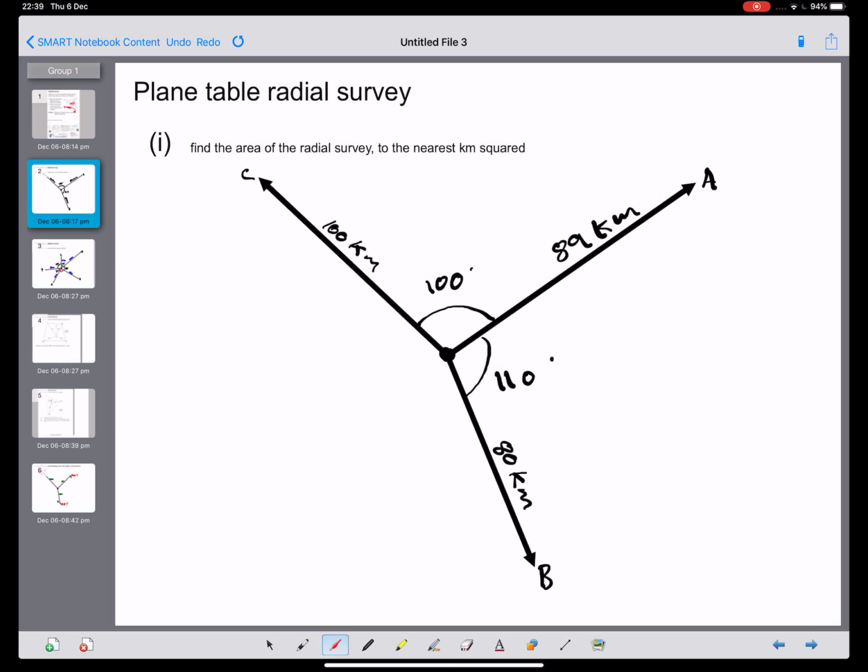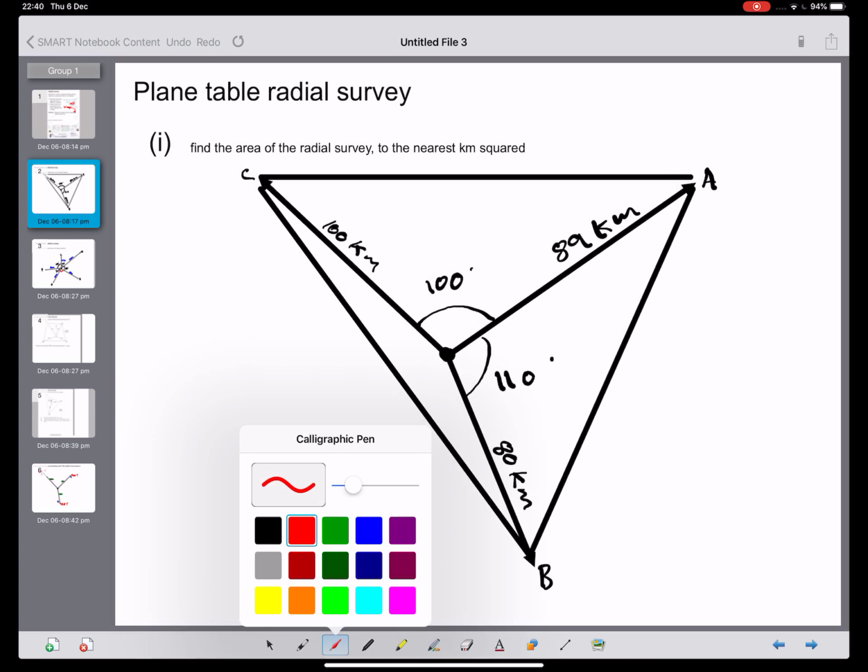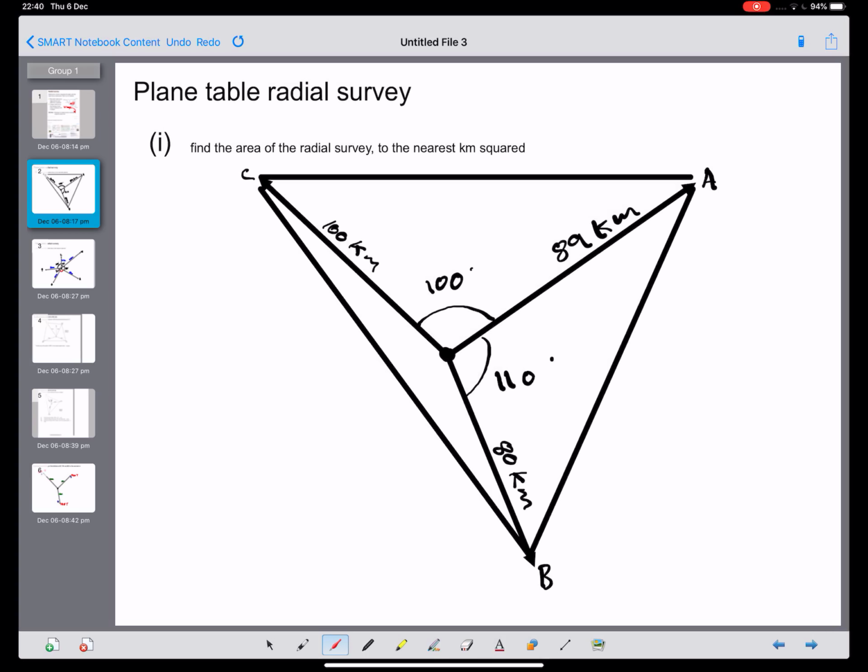Okay, so this is a plane radial survey, and we're asked to find the area of the survey. Let's have a look. It's going to be this piece of land here. Let me just refresh your memory. So the area, we've got three areas, A1, A2, and A3.